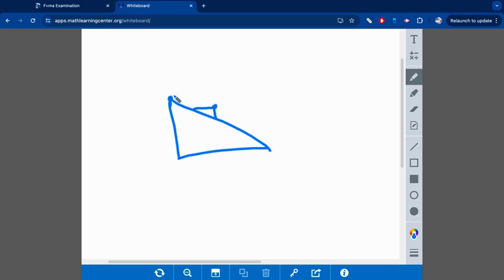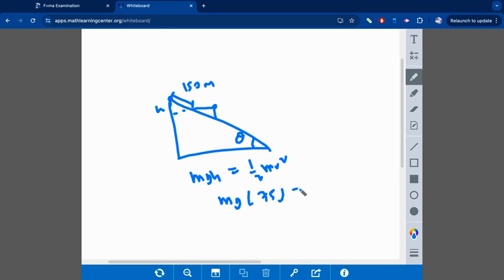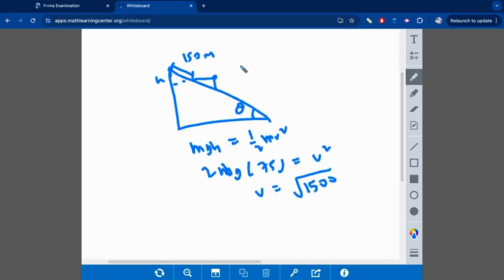Since this is 150 meters and theta is 30 degrees, for the height h it travels, mgh is going to be equal to 1 half mv squared, where v is the velocity at this point. So h is just going to be 150 over 2, since this is 30 degrees. So it's just 75, which equals v squared over 2 times g, so v is about the square root of 1500. This is our x velocity at this point.